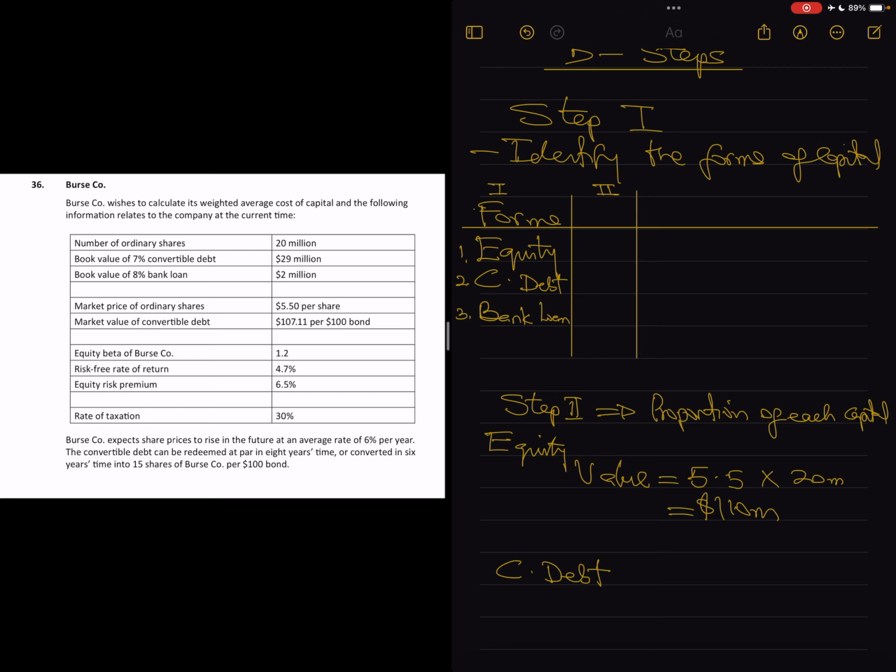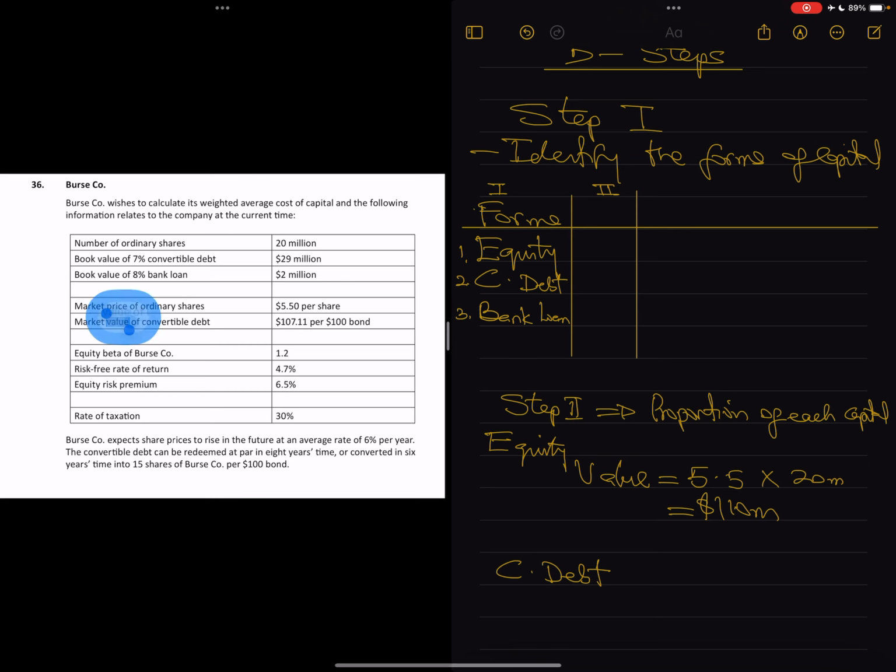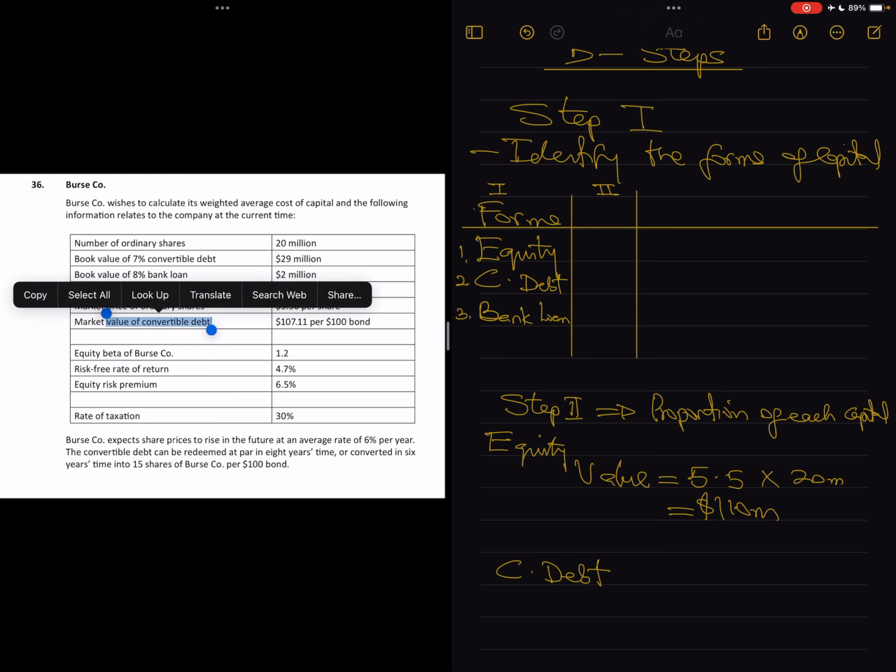Let's look at that. After the market price of ordinary shares here, which is 5.5, we have the market value of convertible debt. It was given at 107.11 per 100 bond. Remember, I told you that one bond is $100 par value or face value. That is called face value. That is not the price of the bond. Now, we've been given the price of the bond at 107.11, but the question is, how many bonds do we have? So we can get the total volume of bonds that we have.